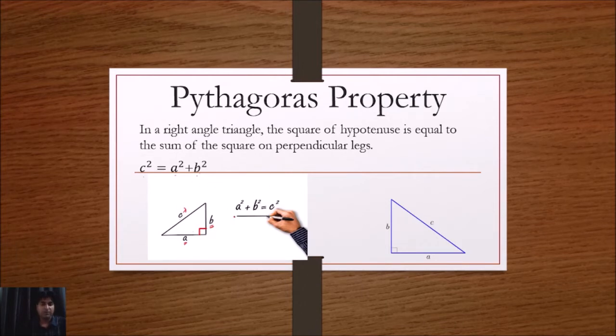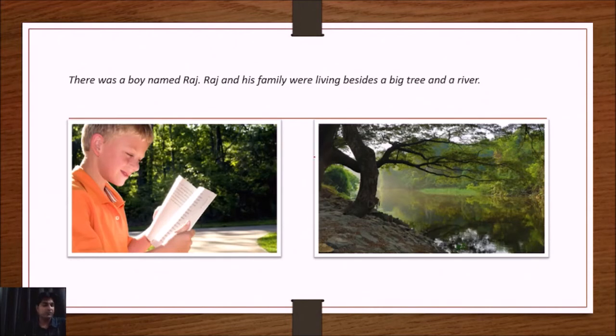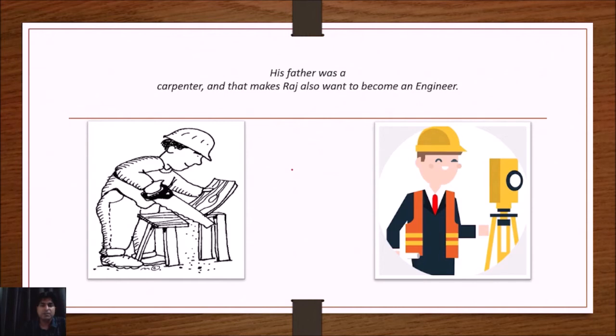So now we have to find, when we have two sides, how we can find the unknown side using this property. We understand this through a small story. There was a boy named Raj who was living with his family near a big tree. Raj's father was a carpenter and Raj also wanted to become an engineer as he has a very keen interest in mathematics.